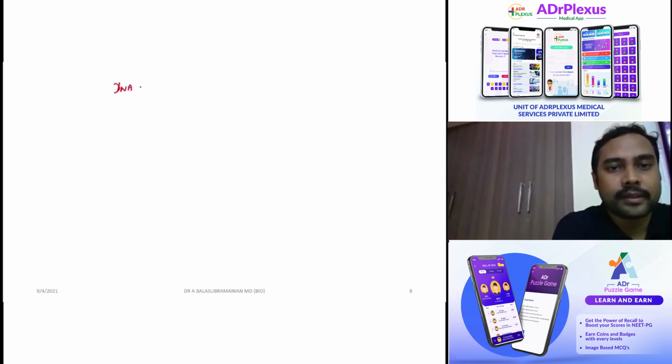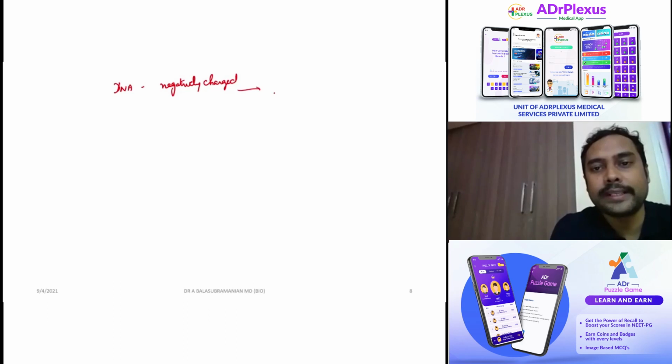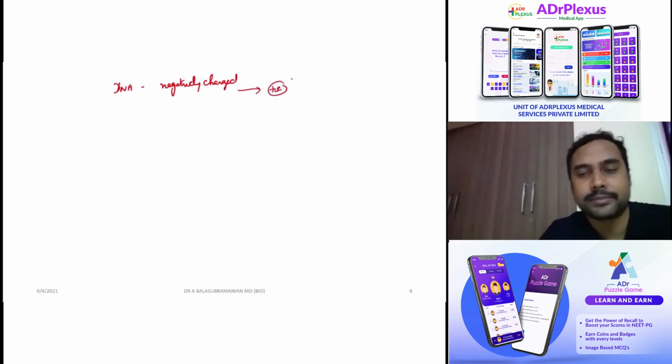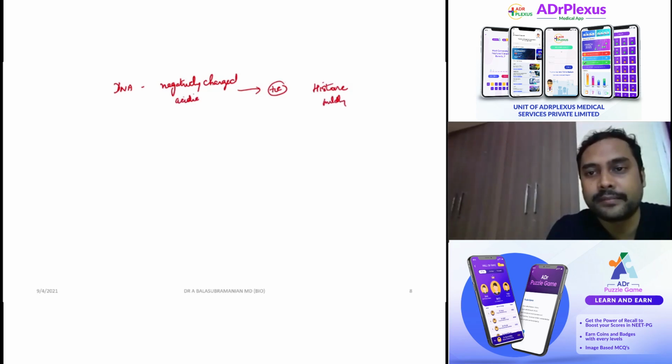DNA is a negatively charged substance. It will always interact with a positively charged substance. What is this positively charged substance? That positively charged substance is histone. DNA is mildly acidic. Histone is mildly basic.